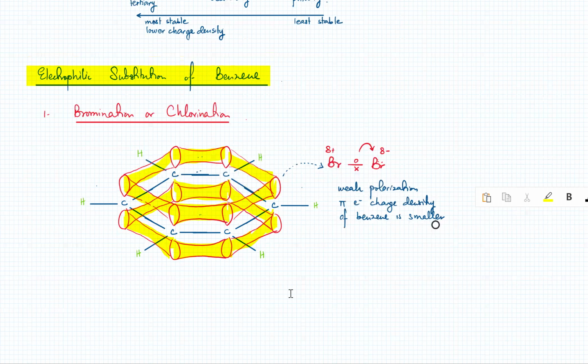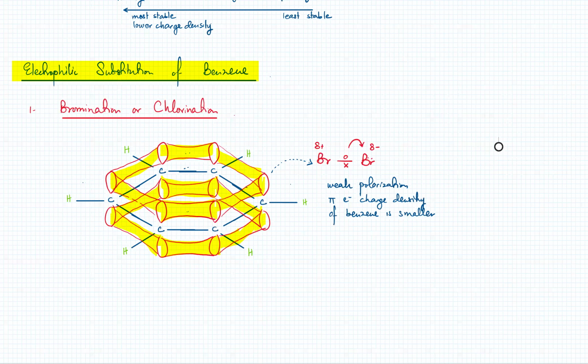So in this case, to increase the polarization, what you need is a catalyst. There's a catalyst that's added, and you've got a couple of options for a catalyst, but for example over here it's FeBr3 that's added. So a catalyst is needed to increase bromine polarization.